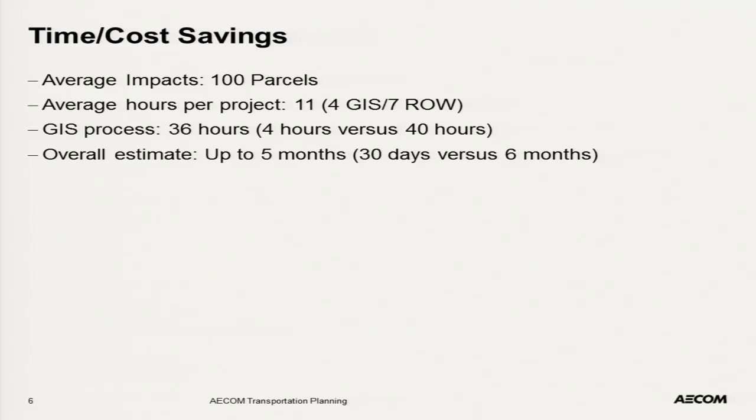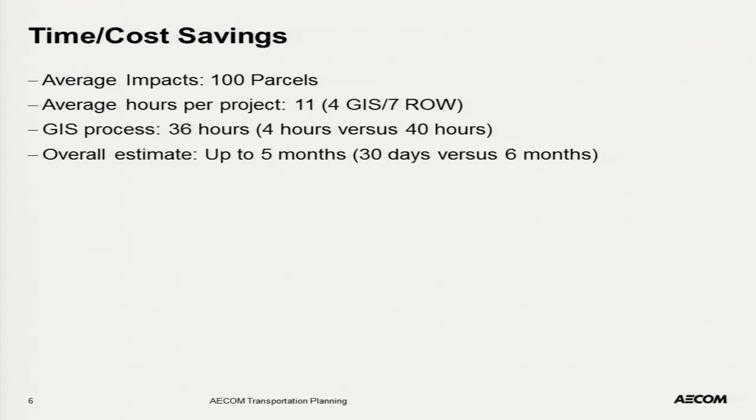The average time that it takes us to do is 11 hours per project. That's 4 hours of GIS time, and the majority of that is spent in label placement and cartographic cleanup of the final product. And then 7 hours for the right-of-way analysts to do a virtual walkthrough and make their adjustments based on their years of experience. It saved us a lot of time.